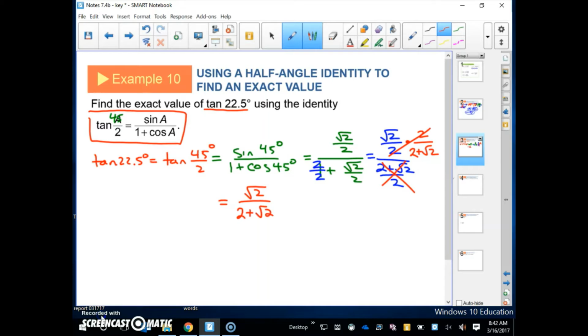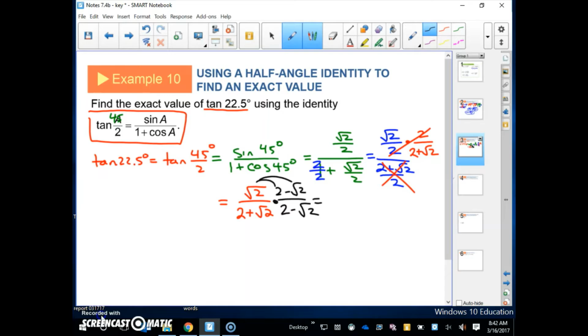And it would be awesome if we were finished, but we all know that we can't have that square root on the bottom. We have to rationalize the denominator. So let's do that. In order to rationalize the denominator, we're going to multiply by the conjugate, 2 minus the square root of 2. So 2 minus square root of 2 over 2 minus square root of 2. And I guess that's kind of messy.